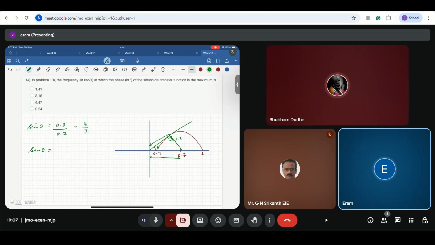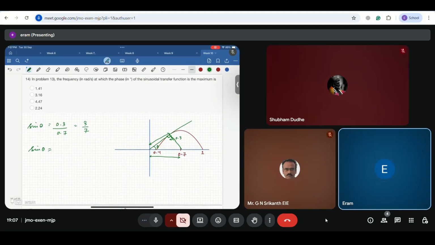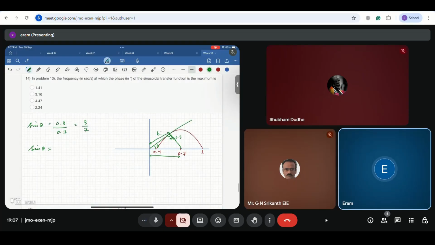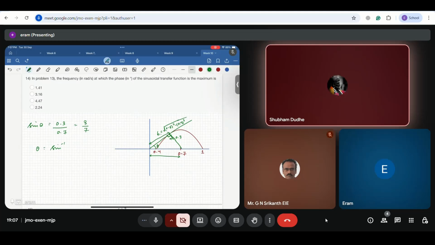So it will be 0.3 by b, if you want, and this also you can calculate. That will be just the square root of 0.7 square minus 0.3 square. Okay, so what will be theta? 25.37.